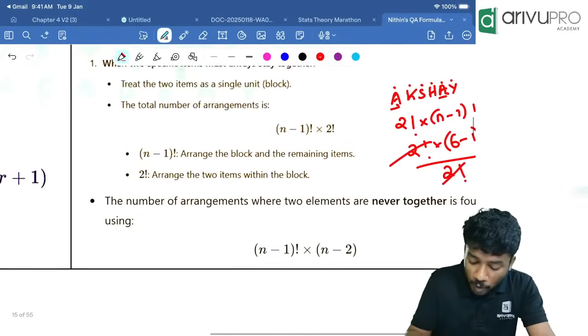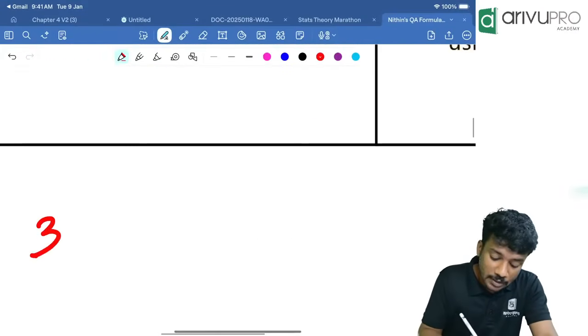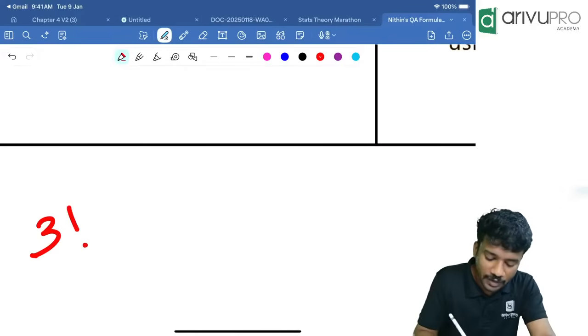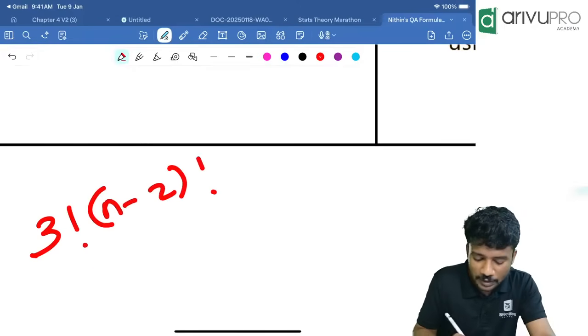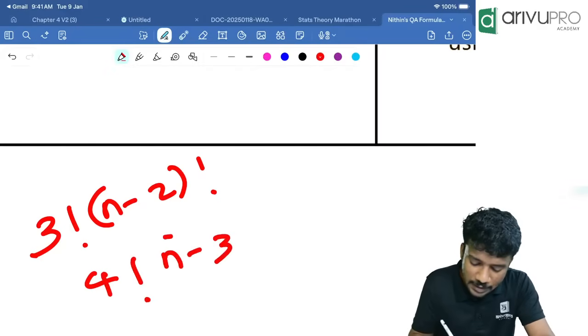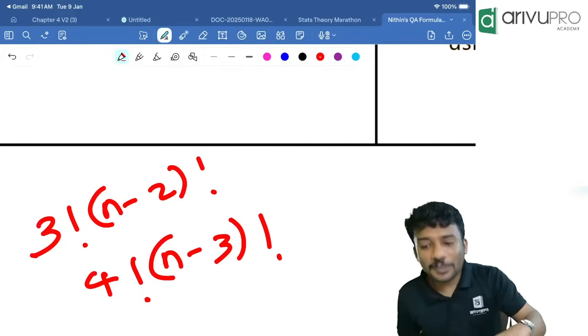So people, what if 3 letters are together? When three numbers, or three digits, or three letters are together, 3 factorial into n minus 2 factorial. What if 4 letters are together? 4 factorial into n minus 3 factorial. Are you getting the logic, people?